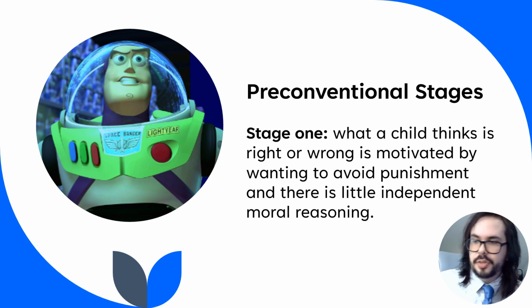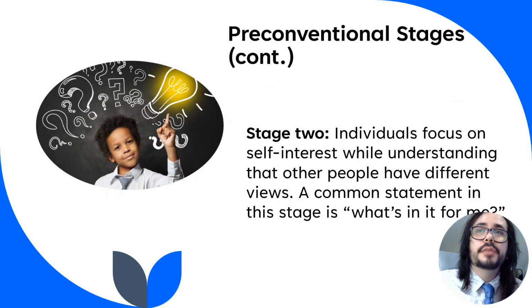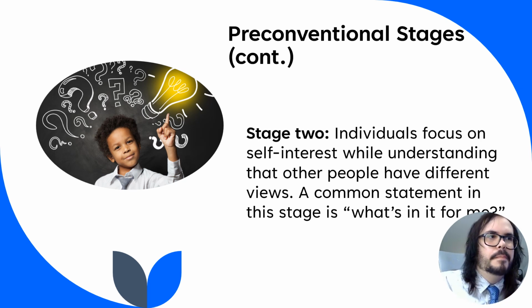The next stage will be the pre-conventional stage, part two. This is where kids start to develop their own sense of right or wrong, but it's still based off of what's in it for me, right? It's a very self-centered point of view. It still acknowledges that other people have different views, but they might project their sense of what's in it for me onto others, right? So they might think that others think the same way, which could be like a feedback loop in some ways.